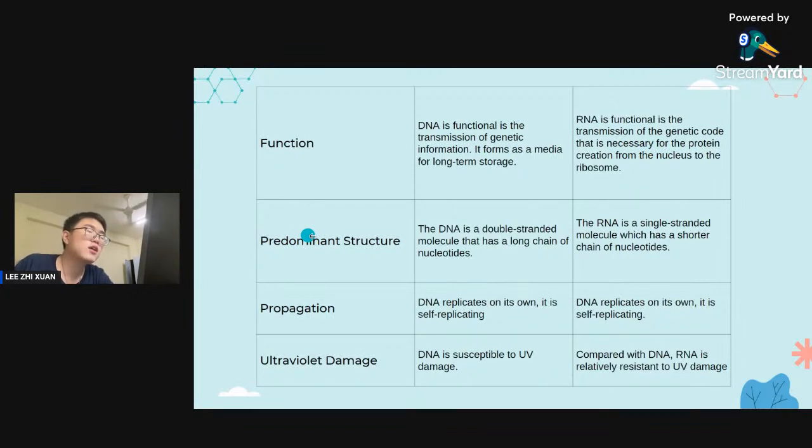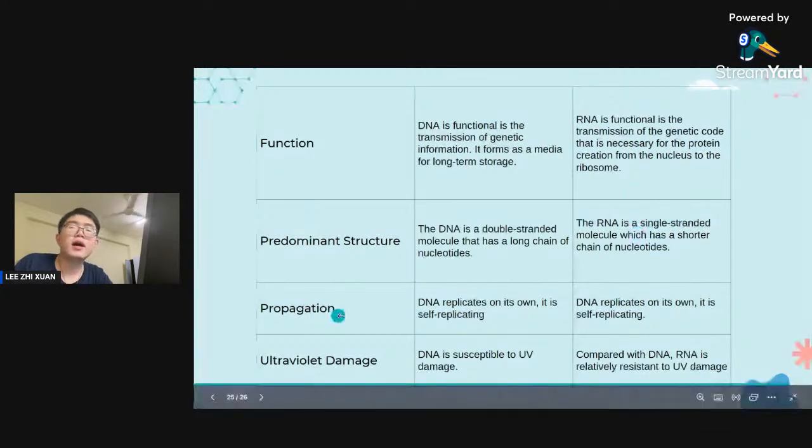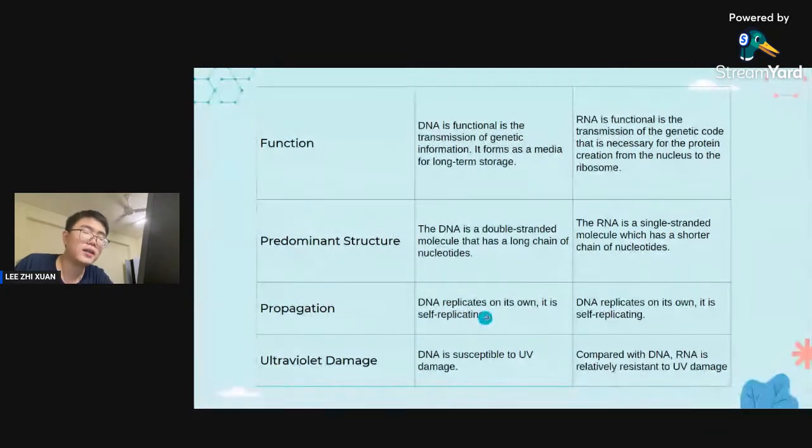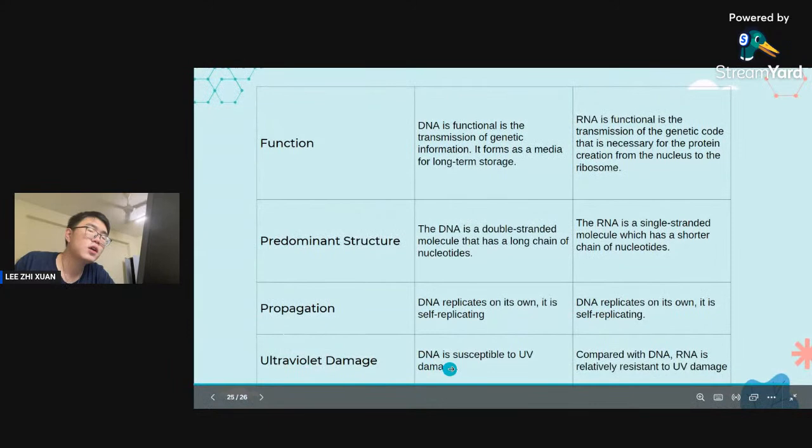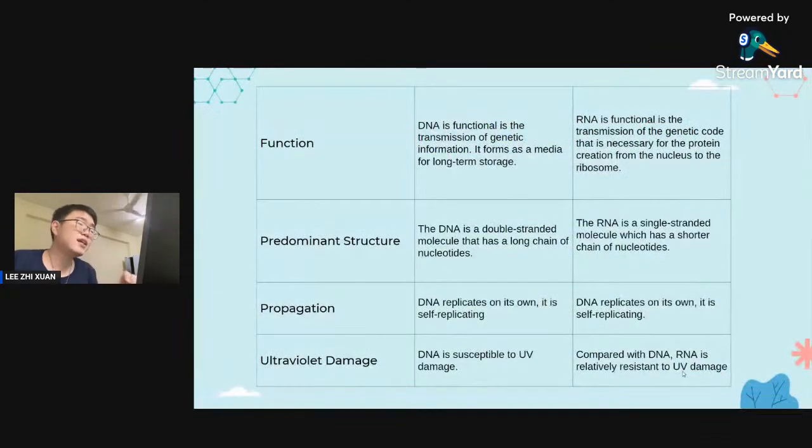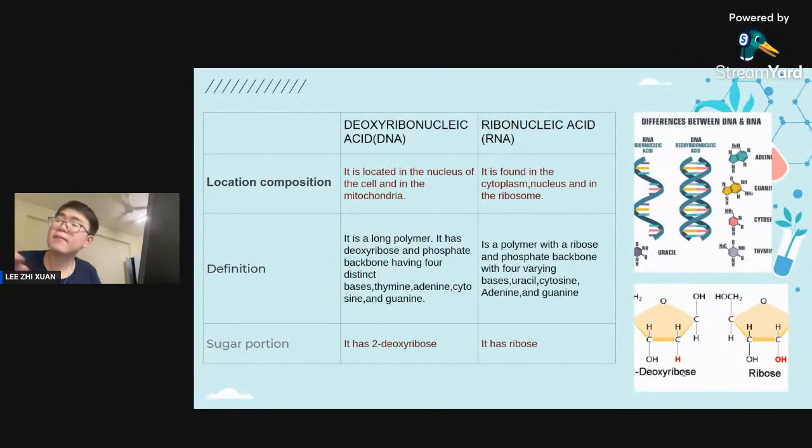And propagation, okay, so DNA can be replicated, can undergo replication on its own. And actually propagation, DNA... RNA can be replicated. Typo, it should be RNA. Okay, ultraviolet damage. So DNA normally is more easily destroyed by ultraviolet UV light, compared to RNA, which is more resistant to UV light. Yeah.